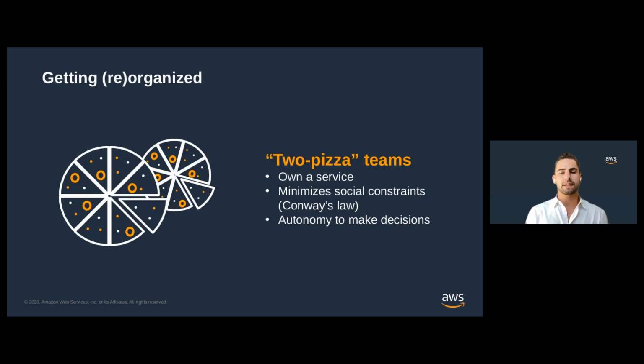The two pizza team concept means that these single teams own that service and minimize social constraints. There's a great quote by Melvin Conway. It goes like this: any organization that designs a system, which is defined broadly, will produce a design whose structure is a copy of that organization's communication structure. Hence, working backwards, you start with how you want your systems and applications to communicate, and then you create an organizational structure that mimics this.